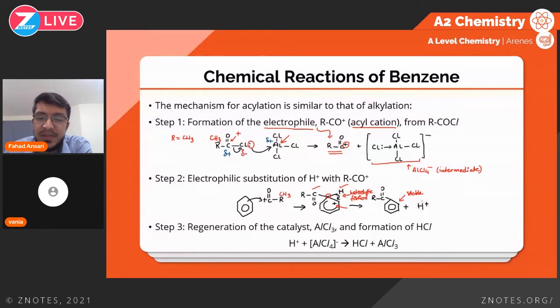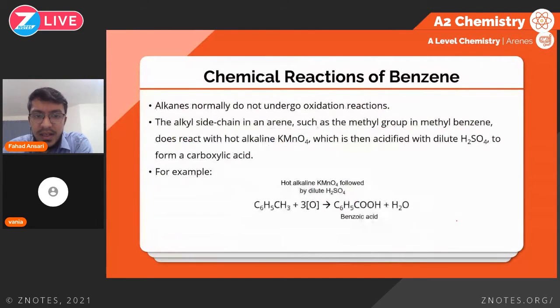And this H plus obviously will react with that intermediate we talked about in step one, and it gives you the catalyst. All right. You might be thinking that a lot of things are repeating themselves, and you're right. It's a pattern that you just have to get used to. And so you can write the three-step mechanism of electrophilic substitution for any benzene-derived compound. Right. Now, this is all about the electrophilic substitution.